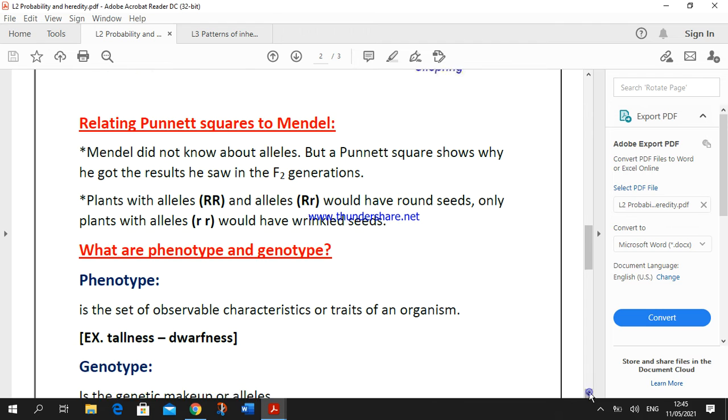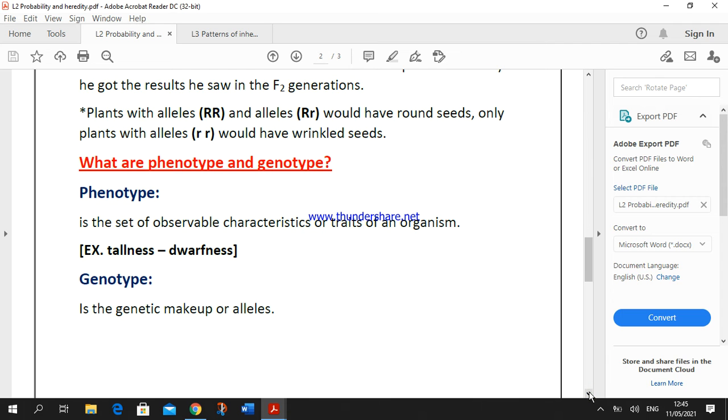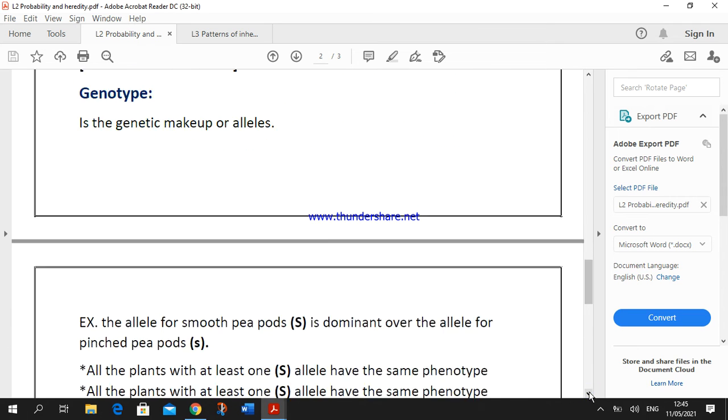So we use other terms, phenotype and genotype. What is the difference between them? Phenotype is a set of observable characteristics or traits of an organism, like the appearance of the traits on the organism, such as tallness or dwarfness. Genotype is the genetic makeup, or alleles.